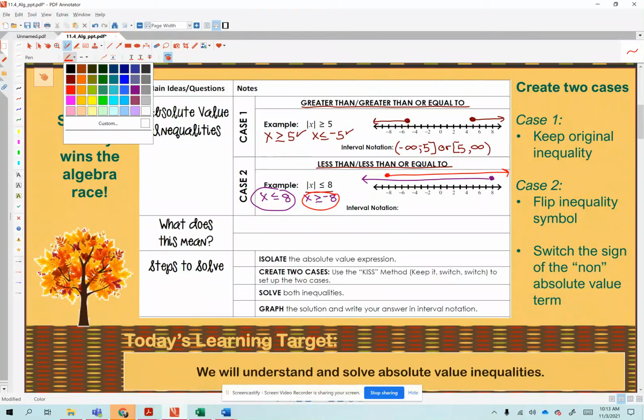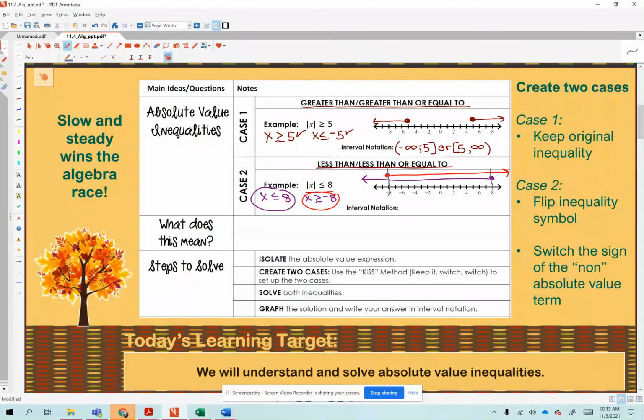However, the solution to this problem is only the overlapping region between negative 8 and positive 8. So for that reason, the way we graph these, we have the closed dot on negative 8, we have the closed dot on positive 8, and then we connect those. That is how we graph the less than or equal to inequalities.